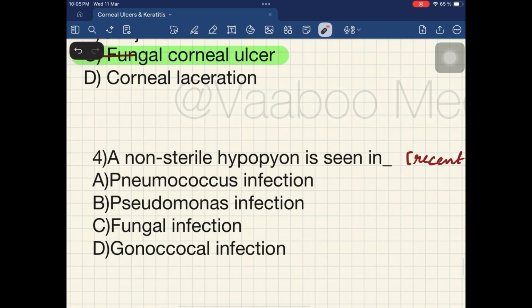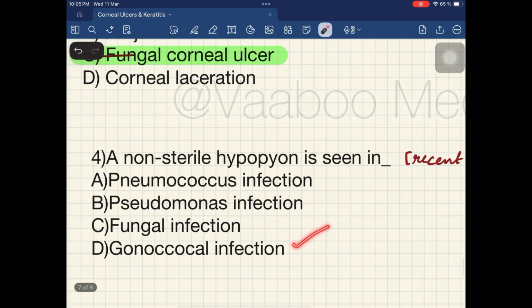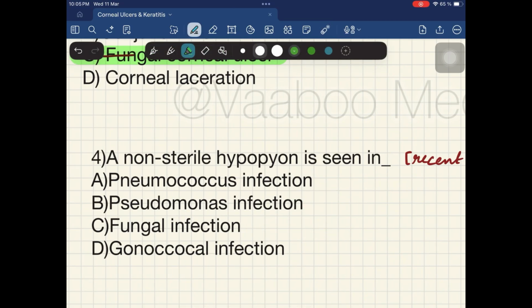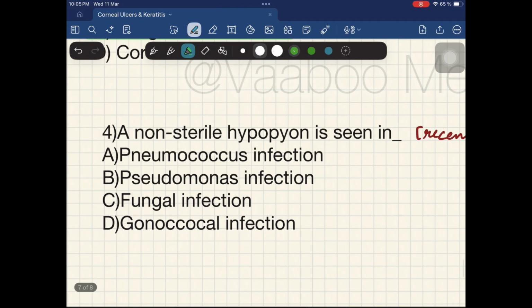And the final question: a non-sterile hypopyon is seen in which of the options: pneumococcus infection, pseudomonas infection, fungal infection, and gonococcal infection. What's the answer? Non-sterile hypopyon is seen in fungal infection.